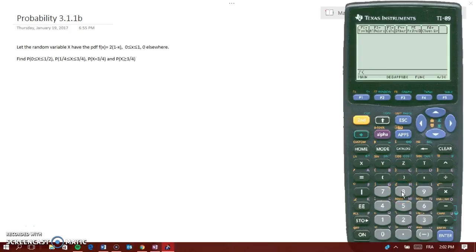Now first thing, we know the function is 2 times 1 minus x, which I can just simplify as 2 minus 2x. This is actually how you're supposed to write it in your TI-89 Titanium or 89. Then, comma, x, comma, 0, comma, half, 0.5. Then close parentheses, click enter, and there is your first answer, which is 0.75. So that's the probability that x is between 0 and 0.5.